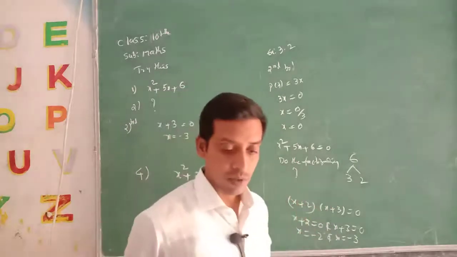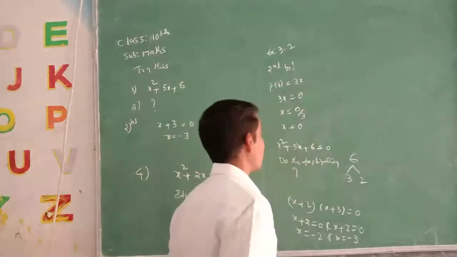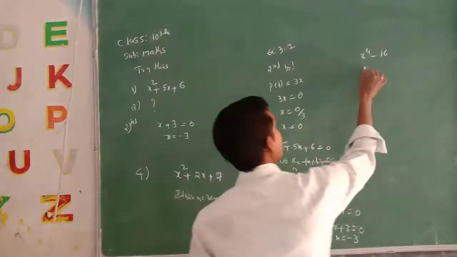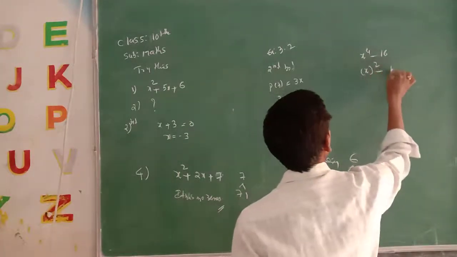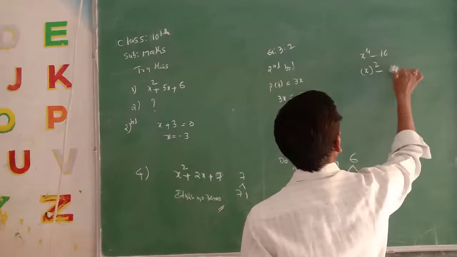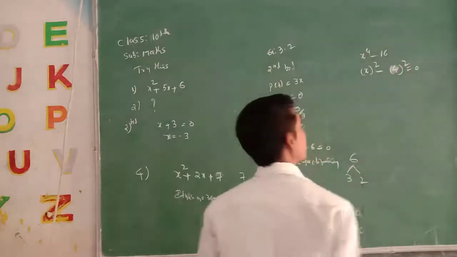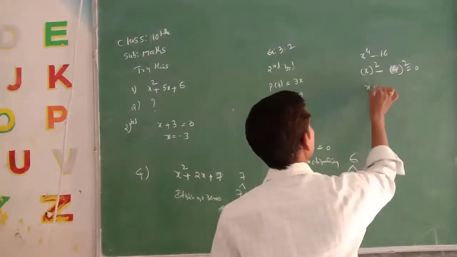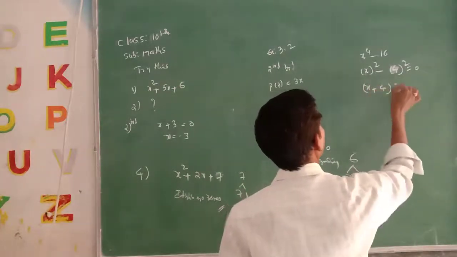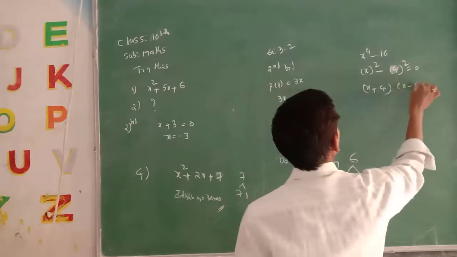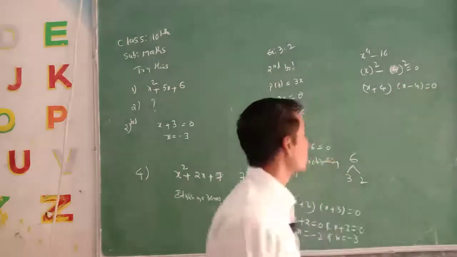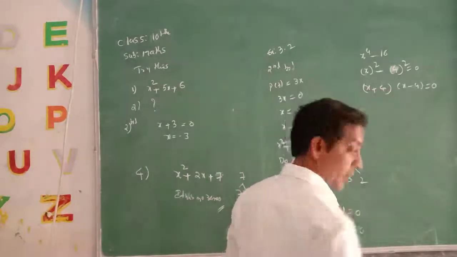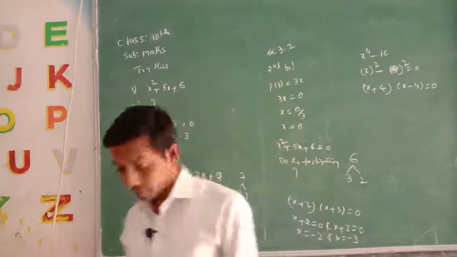Okay? Next, x to the power of 4 minus 16. So we can write here x square whole square minus 4 whole square. Which formula is this? a plus b into a minus b. That means what? x plus 4 into x minus 4. Okay? x plus 4 into x minus 4. So otherwise you will do one thing.